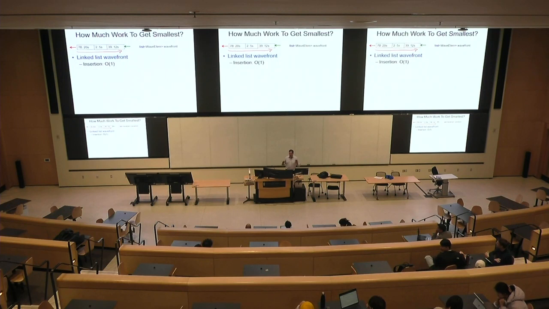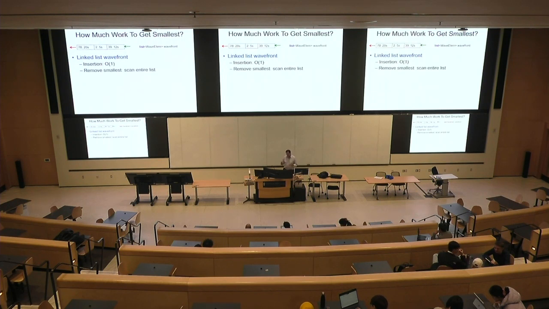So insertion is good, right? Putting things at the back of the linked list is fine, it's order 1, so that's fast. But finding the smallest is very slow. We've got to scan the whole list. So it's order n. I'm not going to call it n, because we've been using n to refer to the number of nodes in the graph. So let's make a new constant. We'll call it m. M is the number of things in the wavefront, okay?